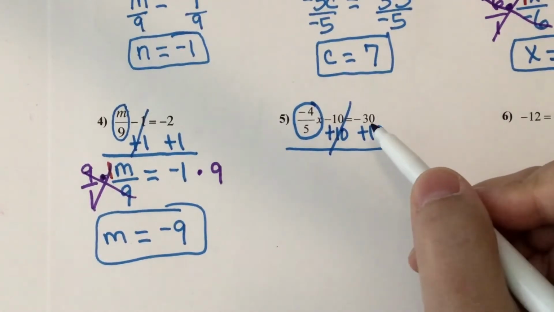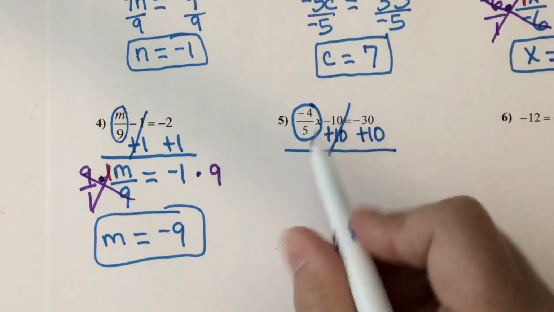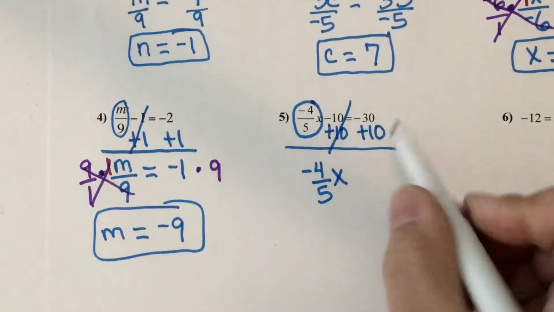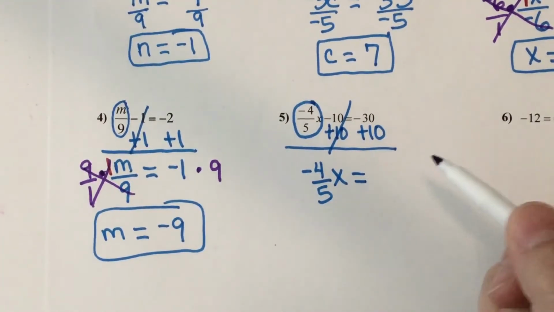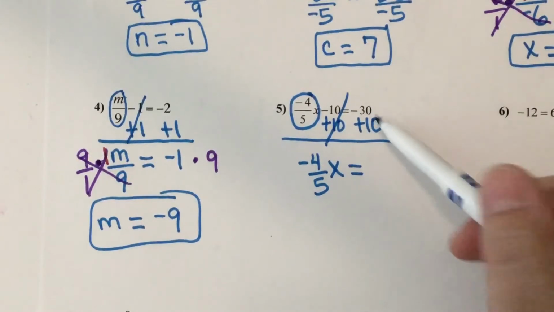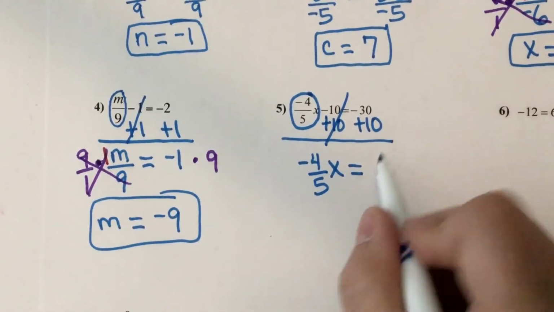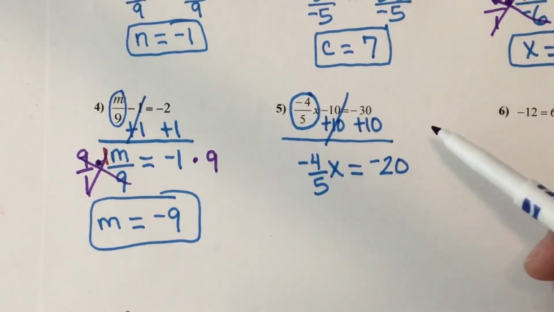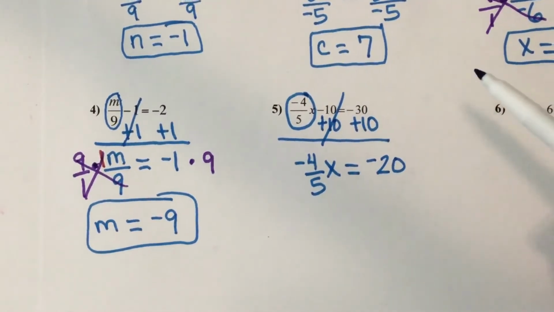And shoop, it's gone. So the negative 4/5 x comes down on the left side. The equal sign comes down. And then negative 30 plus 10 makes negative 20. If you have a negative and a positive, you subtract, take the sign of the bigger number.